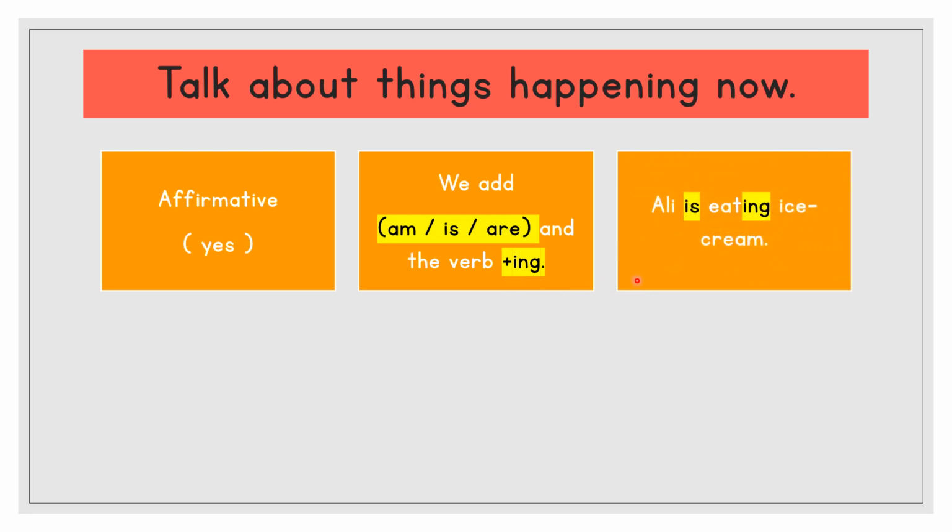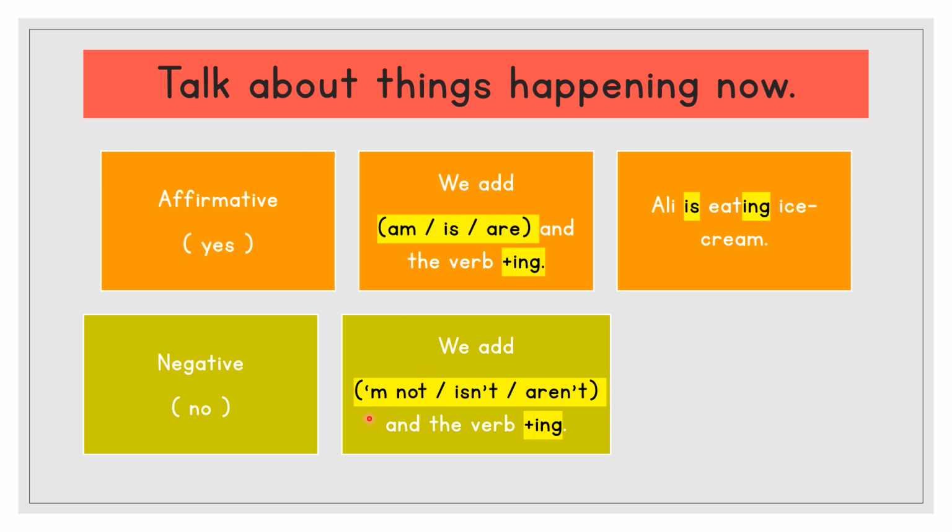Okay, this is the example. Ali, remember Ali seorang, so Ali guna is. Okay, Ali is eating. The verb is eat, kemudian ditambah ing. So eating ice cream. Okay, so ini contoh dia. This ayat ni betul, affirmative, yes. Ali is eating ice cream. Macam mana kalau ayat tu negatif? Negative means no. Macam ni tengah makan ice cream, kalau no, tak makan ice cream. So how do we do that?